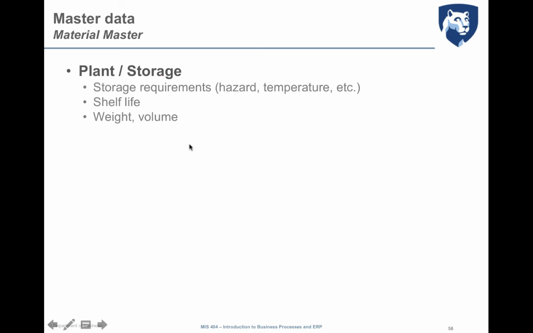In the plant storage perspective, instead, we have storage requirements, shelf life, and weight and volume. Why am I pointing this out? Because the plant storage data include all the data that are needed to properly store the material, like environmental requirements such as temperature and humidity, special containers, shelf life, instructions for special handling, all the stuff that is relevant to store the material safely.